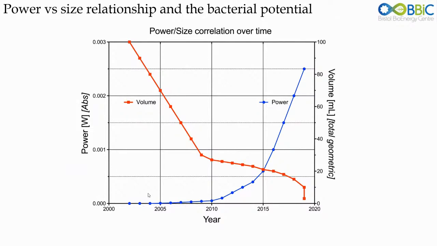This is an overview of the work that has happened since the early 2000s, and it's effectively a snapshot of how volume, size, and power have evolved through the years. And you can see a nice decrease in size and a very healthy increase in power output. And please note, the power output is in absolute units. This is not logarithmic. So we put a lot of emphasis on the architecture and the design of our microbial fuel cells, and this is the reason why.